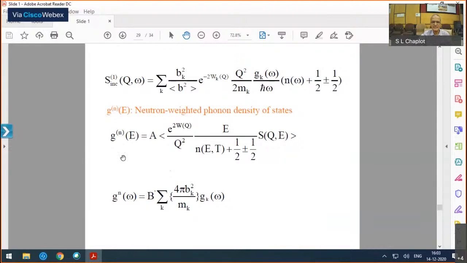Here it is just written in terms of energy. Essentially you divide by the corresponding population factor. Once again, this plus minus is whether you are doing it in neutron energy loss mode or neutron energy gain mode. One uses appropriate terms. However, here there is a major complication. The complication arises because of the Debye-Waller factor.